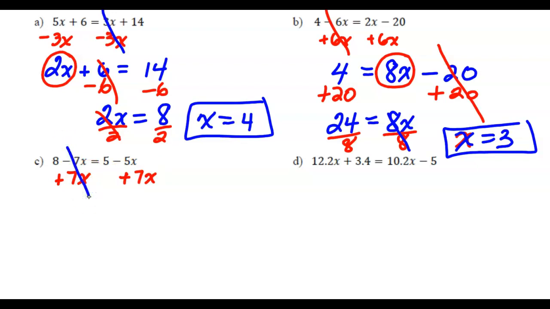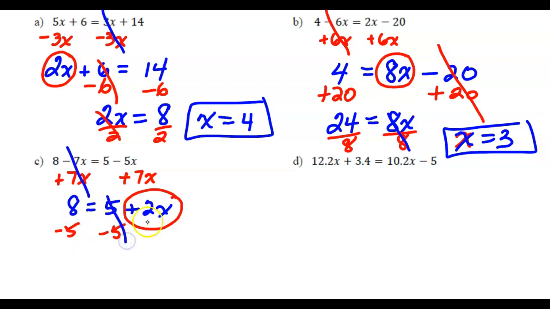So that will go away. So I'm left with 8 equals 5. Now negative 5x plus 7x is 2x, so plus 2x. Going to circle the term with x in it. That's what I have to get by itself. So I'm going to subtract 5 from both sides. And so I'll get 3 equals 2x.